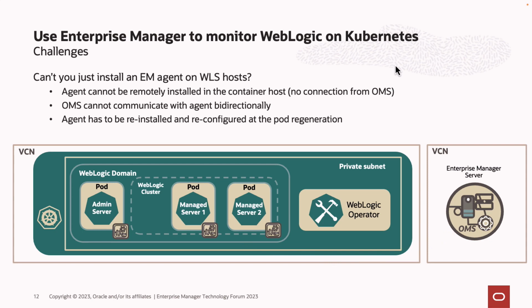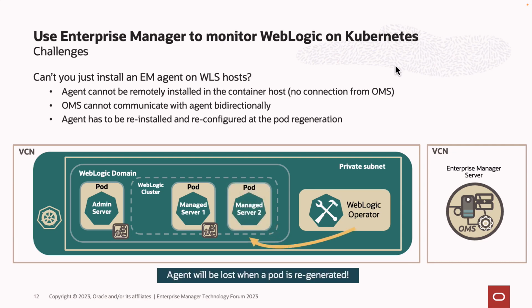Another challenge having EM agent in the pod is when managing the lifecycle of the agent. Kubernetes pods are transient in nature, so if a pod fails, the WebLogic Kubernetes operator automatically creates a new replica of the pod to continue the operation. However, in this case, EM agent won't be automatically reinstalled to the pod. You will lose the agent when the pods are recreated. If you have an agent in a pod or in the container, you must go through the installation and discovery process manually every time the pods are destroyed and regenerated.